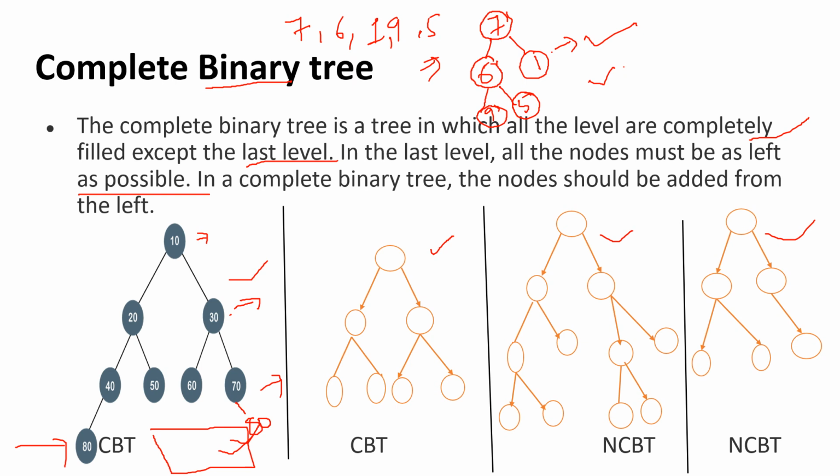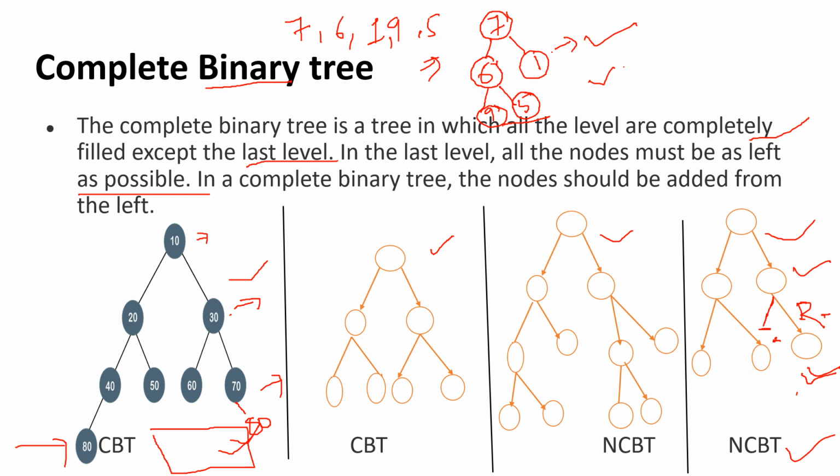And what will you do? You have to see that it is as left as possible. You have to check whether it's a left child or right child. If all of these are on the left side, then it is a complete binary tree. If it is not, see here, this is nothing but a right child, and the left child is missing, and because of that it is not a complete binary tree. The level was filled, the last level was not filled, but the problem is that this is the right child and the left child was not there, so this is not a complete binary tree, right?